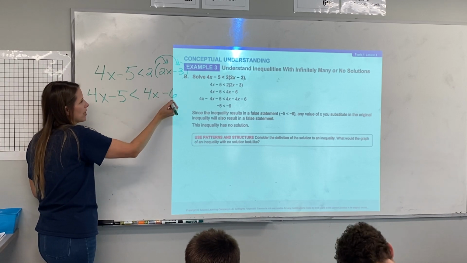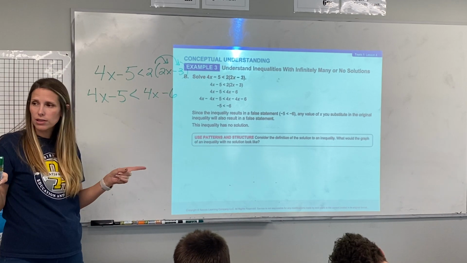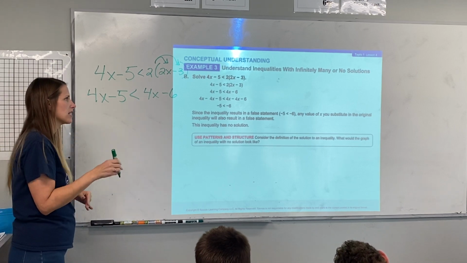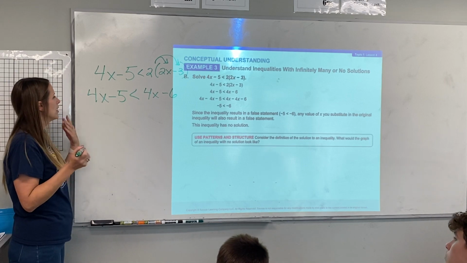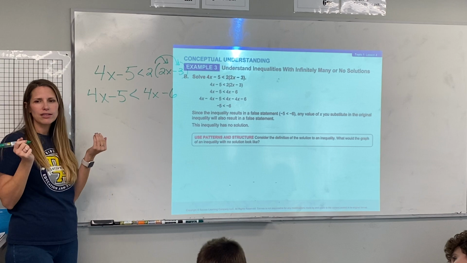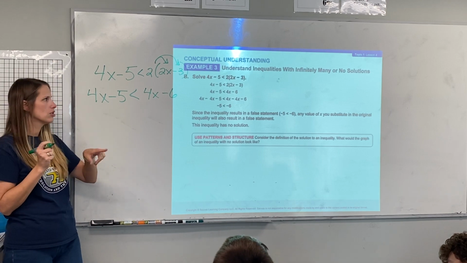4x minus 6. You guys are getting very good at remembering your rules about multiplying integers, positives, and negatives. I think you guys are getting really good at that. So now what do we do? Minus 4x on both sides. Sure. That's what I like to start with.